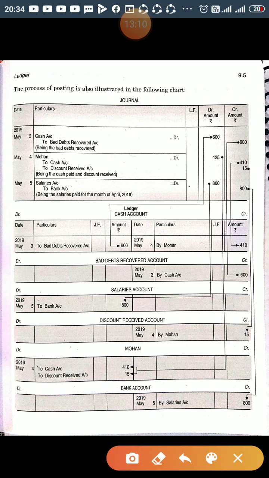One more example I'm giving you. There are three journal entries. In the first entry, cash account and bad debt recovered are involved. Second, Mohan, cash and discount received are involved. Third, salary and bank are involved. Now I'm opening cash account. I have opened cash account. Cash account is debited here. So on the debit side, you will enter the date. Then the account which is credited against cash is bad debt recovered, you will put bad debt recovered here, and the amount 600 you will put here, right?